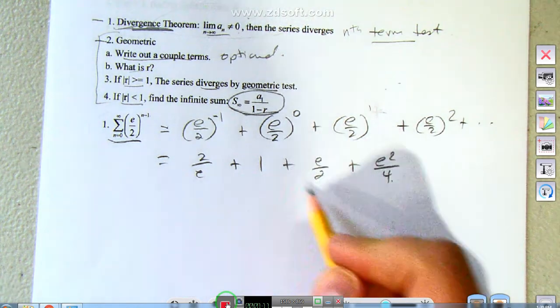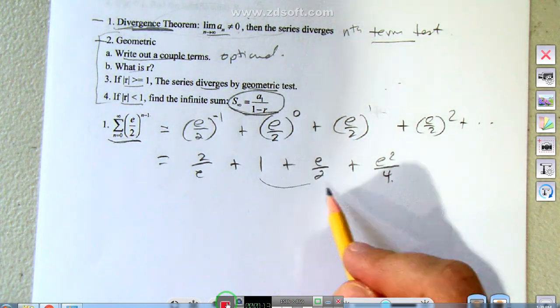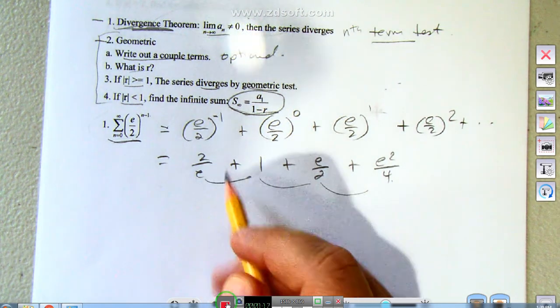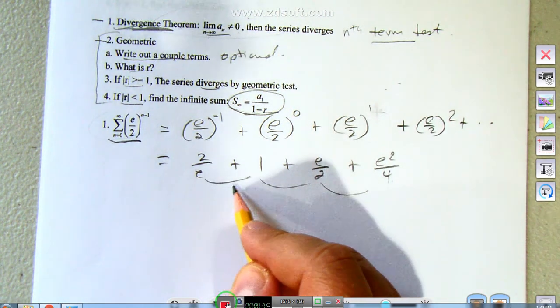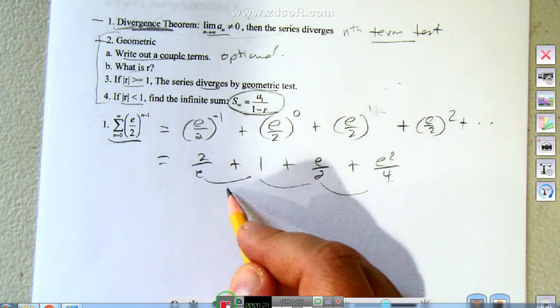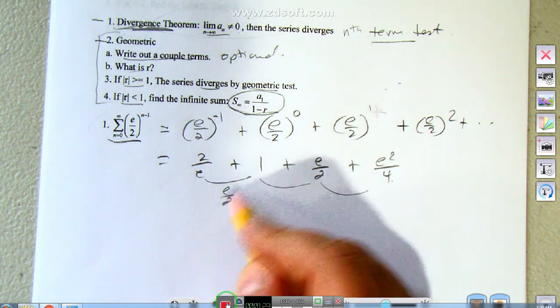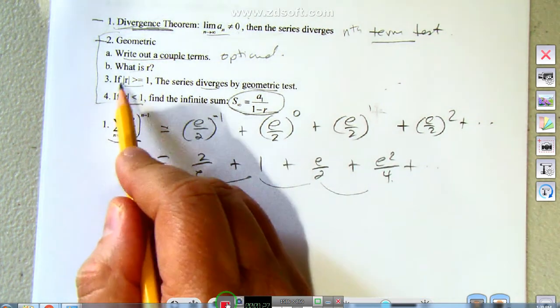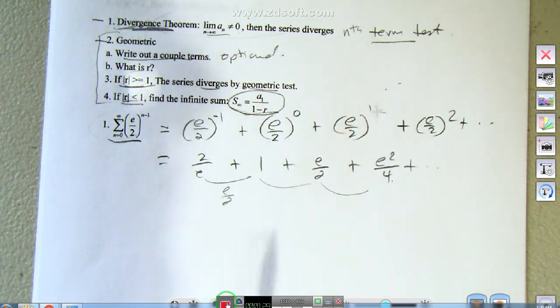Clearly, it looks like I'm multiplying from here to here. I'm multiplying by e over 2. Here, I'm multiplying by e over 2. Oh, actually, I'm doing the same thing here. I'm multiplying by e over 2, right? So 2 over e times e over 2, it's going to cancel out. It's just going to give you 1, right? So this feels like it's geometric. The question is, is my r too big?